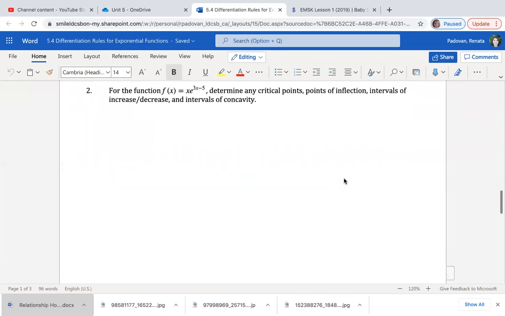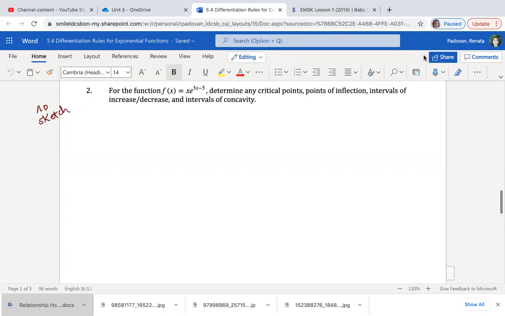Okay, so for the function f of x equals x multiplied by a base of e to the exponent 3x minus 5, tell me any critical points that you may have, points of inflection, intervals of increase and decrease, and intervals of concavity. So first is just taking the whole question in and seeing what it's asking of us. For example, it's not asking us to graph or sketch anything. So we have no graph or no sketch.